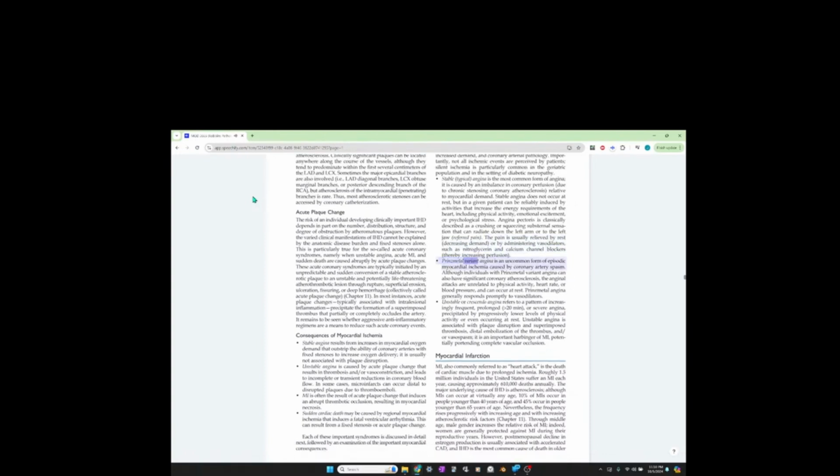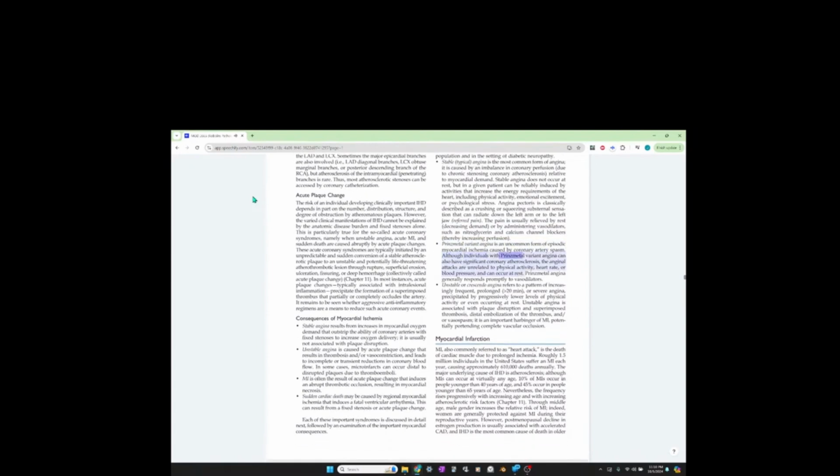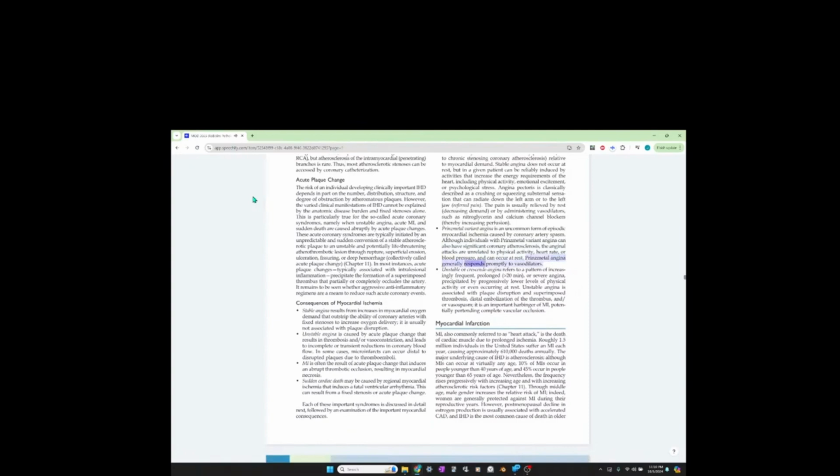Prinzmetal variant angina is an uncommon form of episodic myocardial ischemia caused by coronary artery spasm. Although individuals with Prinzmetal variant angina can also have significant coronary atherosclerosis, the anginal attacks are unrelated to physical activity, heart rate, or blood pressure, and can occur at rest. Prinzmetal angina generally responds promptly to vasodilators.